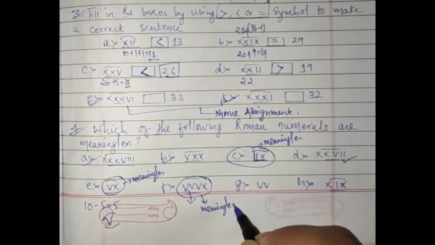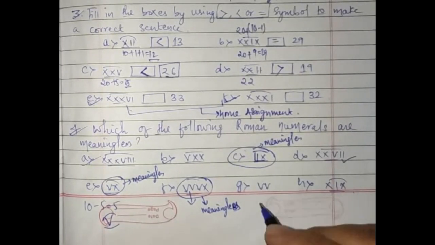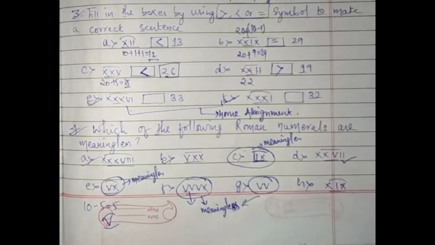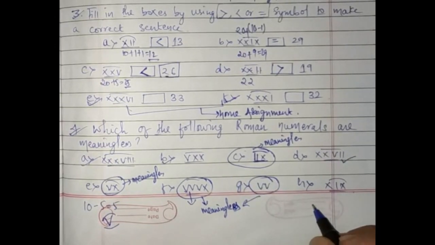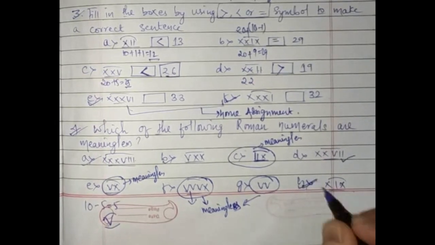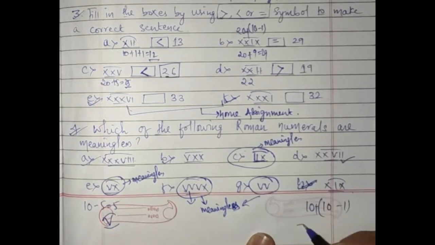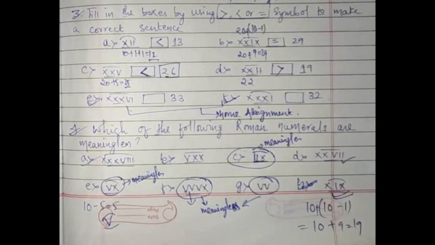That is why I have told you to remember the rules properly. Similar is the condition here. V cannot be repeated more than 1 time, so it is meaningless. XIX is valid, it is okay, because 10, and in bracket we put 10 minus 1, it is 10 plus 9, it is 19, because 19 we write in this form only.